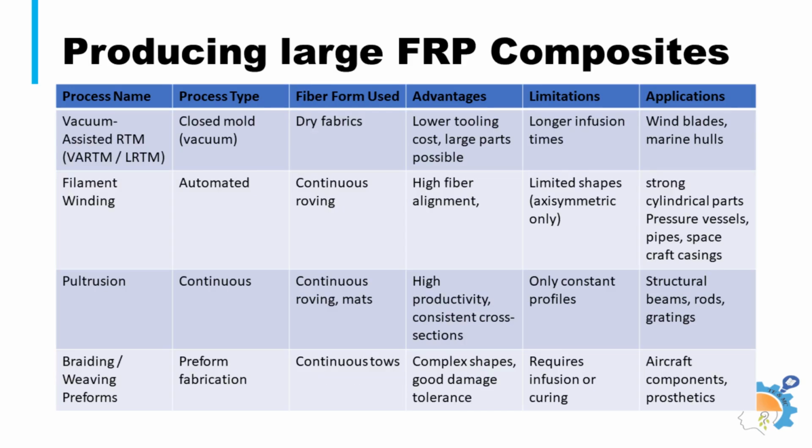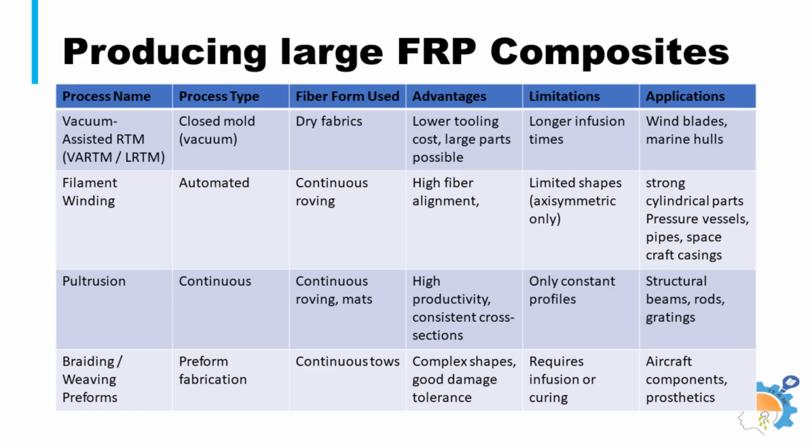FRTM is the most popular and convenient method for manufacturing large windmill blades and ship hulls. Manufacturing techniques like filament winding and weaving preforms are optimized for continuous fibers and high-performance composites. Industries use these in aircraft parts, prosthetics, and pressure vessels.